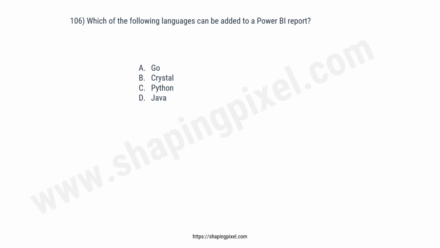Question number 106. Which of the following languages can be added to a Power BI report? And we have four options: Go, Crystal, Python, Java. So the right answer here is option C, Python. R and Python can be added to your Power BI report.